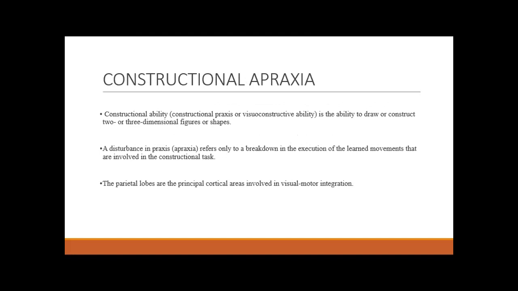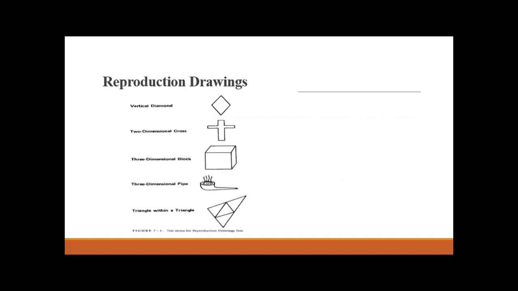Now, constructional apraxia. Now, constructional ability or constructional praxis or visual constructive ability. This is the ability to draw or construct two or three dimensional figures or shapes. Now, a disturbance in praxis or apraxia, this refers only to a breakdown in the execution of the learned movements that are involved in the constructional task. Now, this occurs in parietal lobe lesions as they are the principal cortical areas which are involved in visual motor integration. Now, the test for apraxia, first is the reproduction drawings.